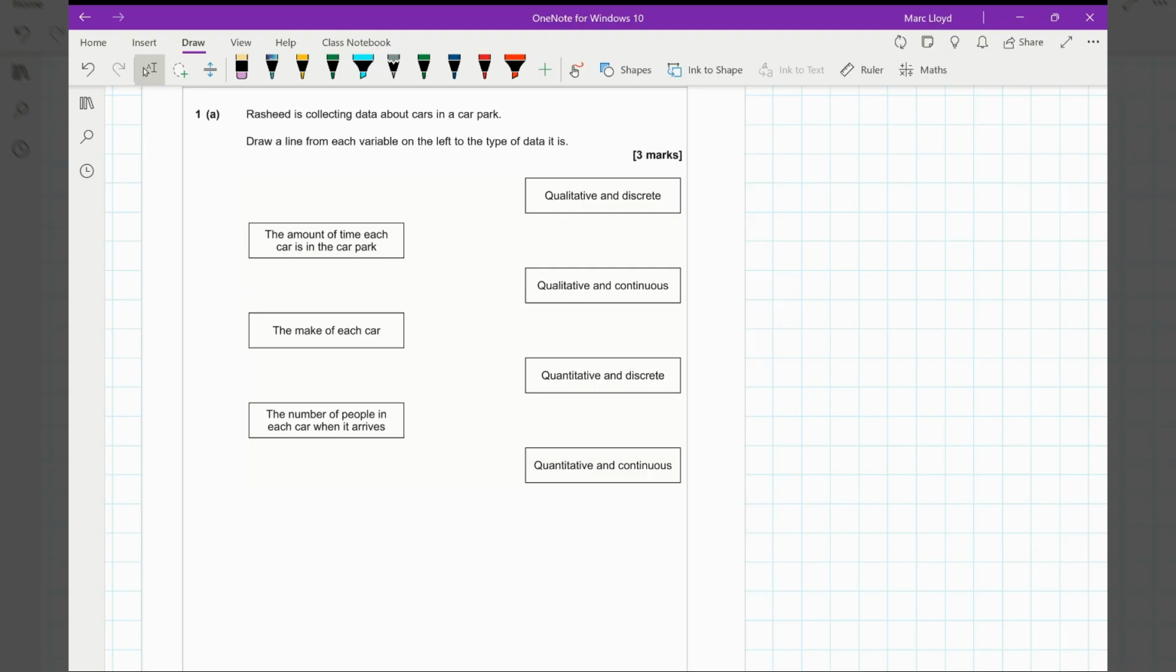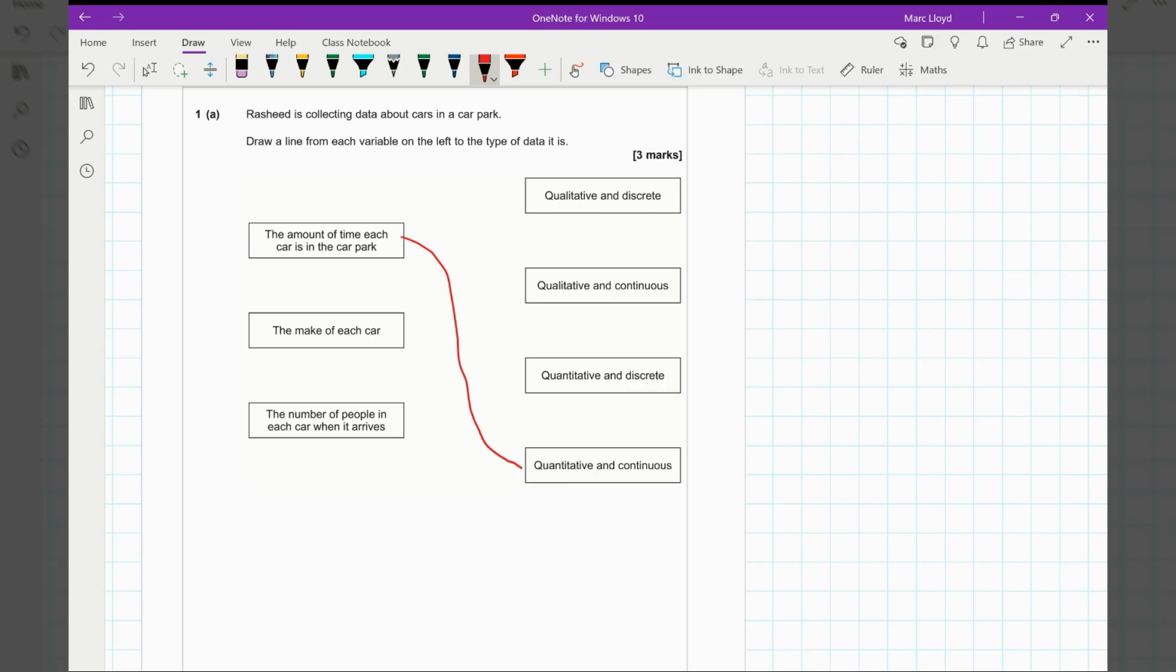Draw a line from each variable on the left to the type of data that it is. So the amount of time each car is in the car park. So time is quantitative because it's a quantity. And because it can be rounded, it's continuous. It can take any value. It could be 1 minute, 10 seconds, 1 minute, 10 seconds, and so many milliseconds. So that is a continuous piece of data.